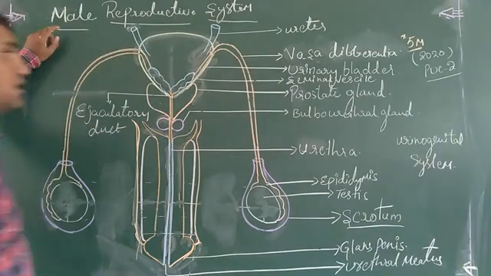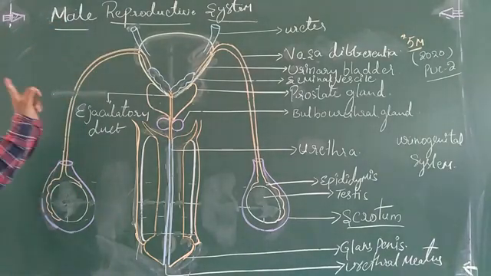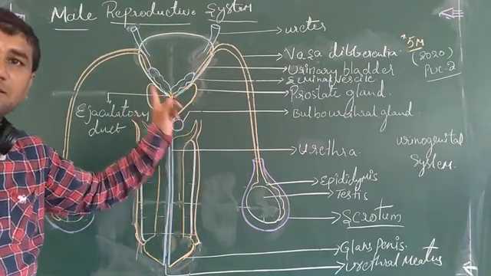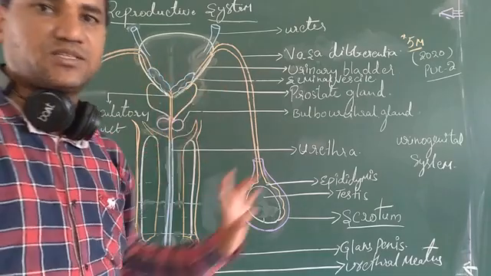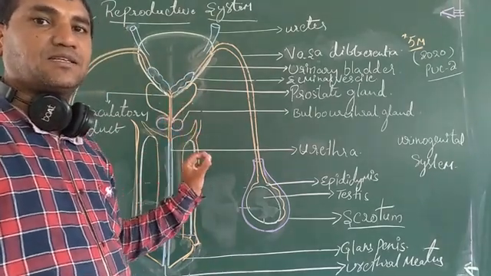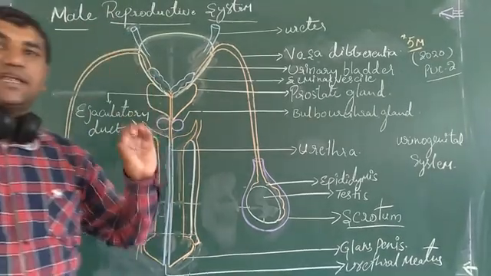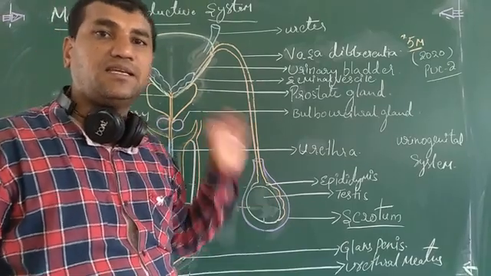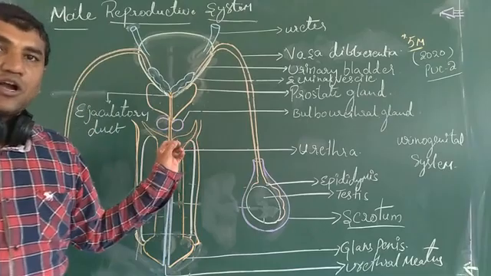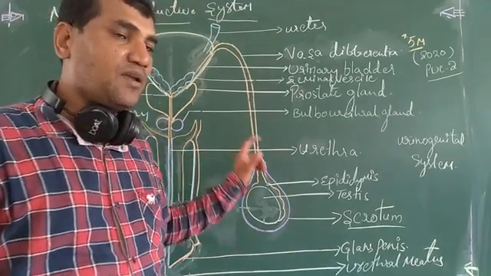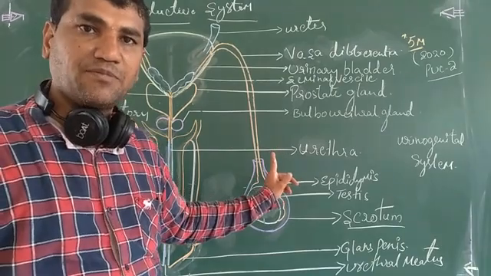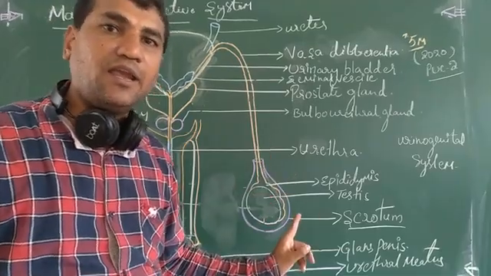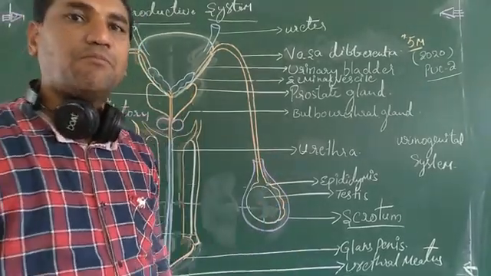We have seen the diagrammatic representation. This diagram is the anatomical structure of the male reproductive system, and this anatomical structure is 70% present outside the body and 30% inside the body. When you talk about the male reproductive system, it is 70% outside the body, 30% inside the body.